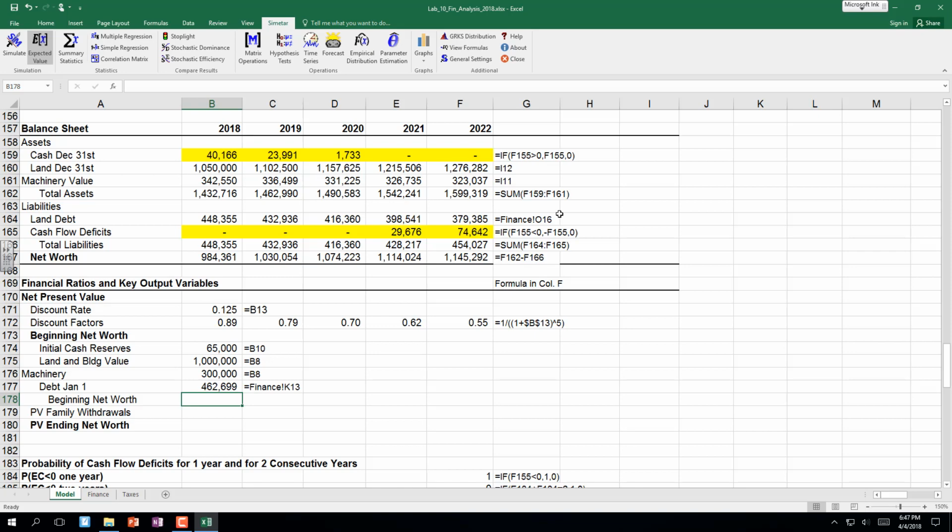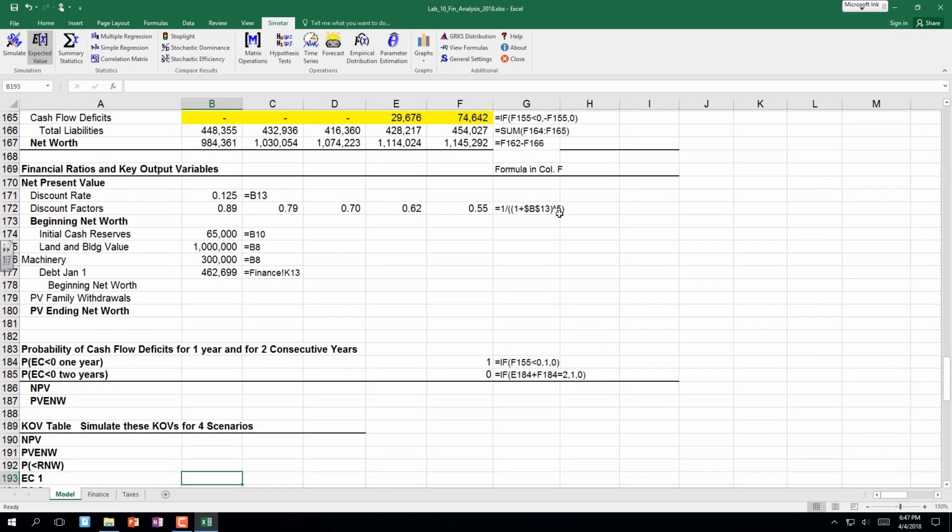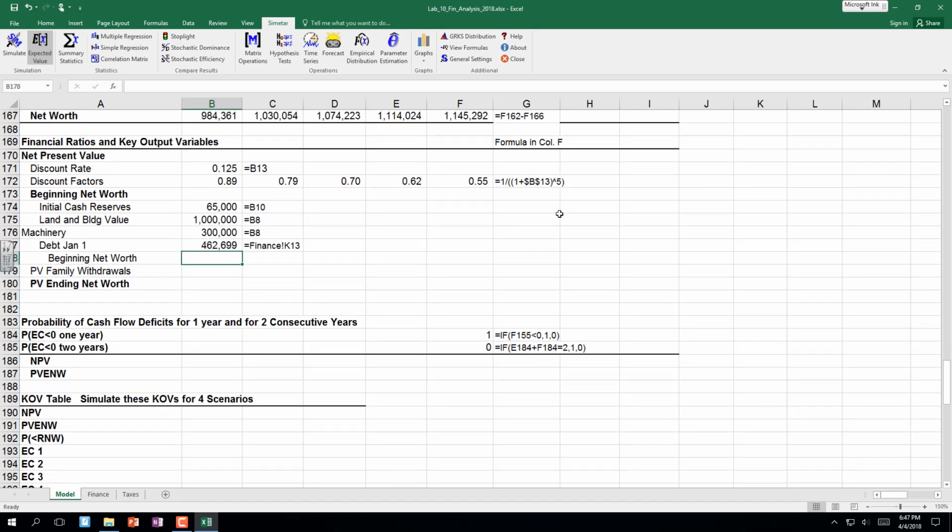Okay? So my beginning net worth is equal to cash plus land plus machinery minus that debt.